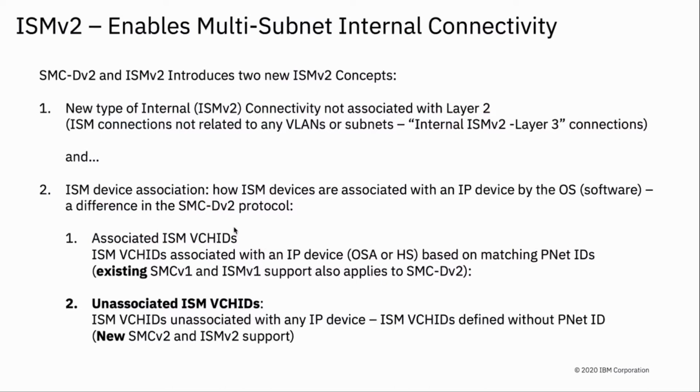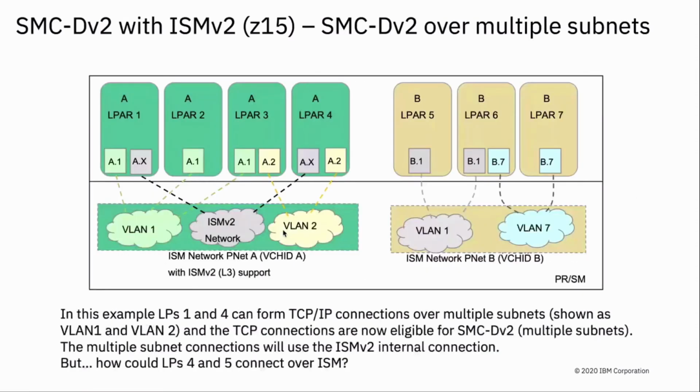Now, number 2 is another key concept. So we've learned about EIDs, a new internal connection, and the third concept here, this number 2 I'm referring to on this page, is this: we now have the concept of associated ISM VCHIDs, which we've always had. It was associated by a PNetID. This is existing support, and on that previous chart, we didn't change anything. Let me just go back there a moment. Again, VCHID-A was called PNet-A, and VCHID-B. So this allows me to talk to up-level and down-level machines. Nothing changed with my configuration.